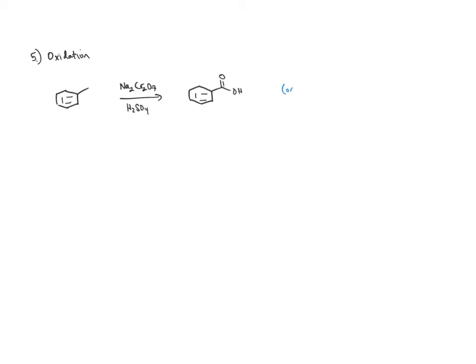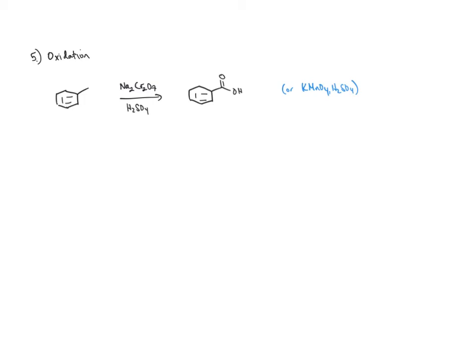Now the other set of reagents that you could use are KMnO4 and sulfuric acid. Does the same kind of thing. But the product of this reaction is going to be the carboxylic acid. So you're exchanging the three C-H bonds for three carbon-oxygen bonds.